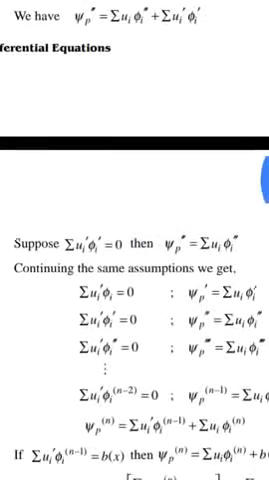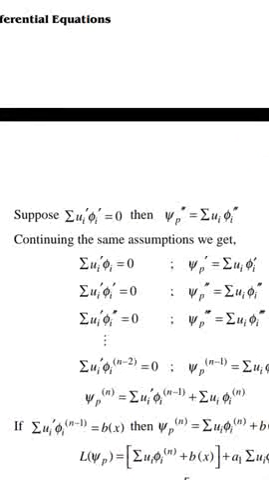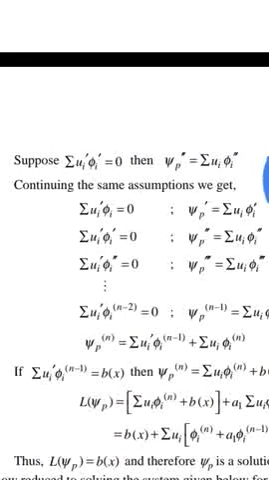Suppose summation of ui' phi_i' is equal to 0. Then psi_p'' is equal to summation of ui phi_i''. Continuing the same assumption, we get summation of ui' phi_i' is equal to 0. So psi_p' is equal to summation of ui phi_i'.